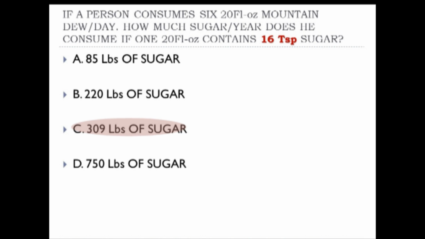year, so multiply that by 365, and you should get 140,160 grams. There are 454 grams in a pound, so if we divide that by 454, we will get 308.72, or rounded up, 309 pounds of sugar.